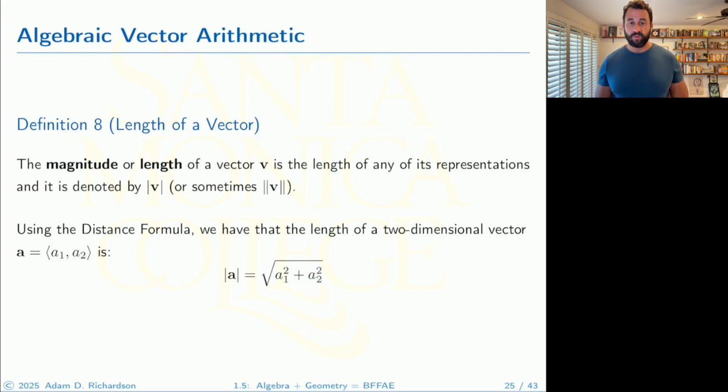There we go. So what is the length or the magnitude of a vector? You take the components, you square them, you add that up, and then you take the square root. And that's what we call the length of that vector.